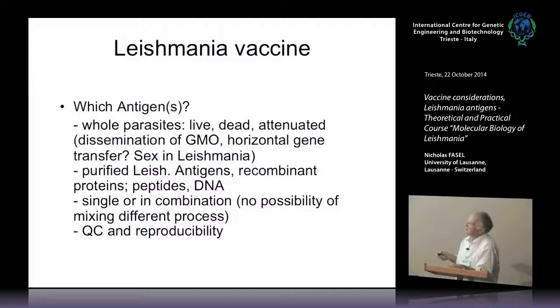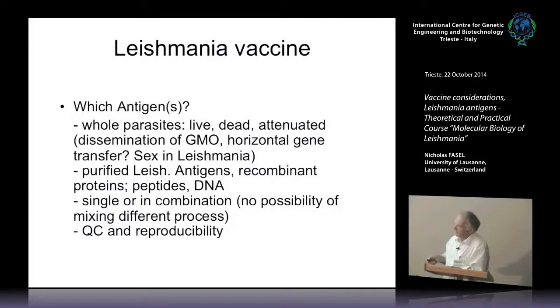Purified Leishmania antigens, recombinant, I think that can be quite clean. Peptides, pretty clean. DNA, pretty clean. Then the problem you could have is you cannot mix different processes. So you cannot really take something which is, for example, peptide with DNA and mix it and go into humans. That's a problem. So you should know that if you test your vaccine in a mouse, you better not mix things. Say, okay, I take a recombinant protein and I go with a specific adjuvant.